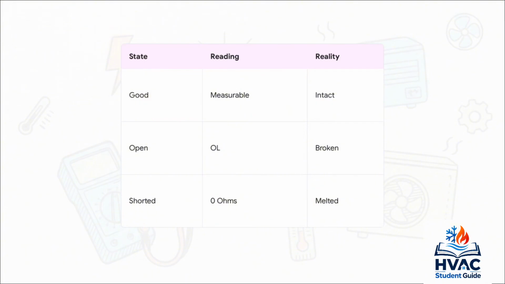An open load has a physically broken wire inside, so the meter reads OL. And a shorted load? That means the internal winding has literally melted together or completely bypassed its path, giving you a 0 ohm reading when you really should be seeing measurable resistance.